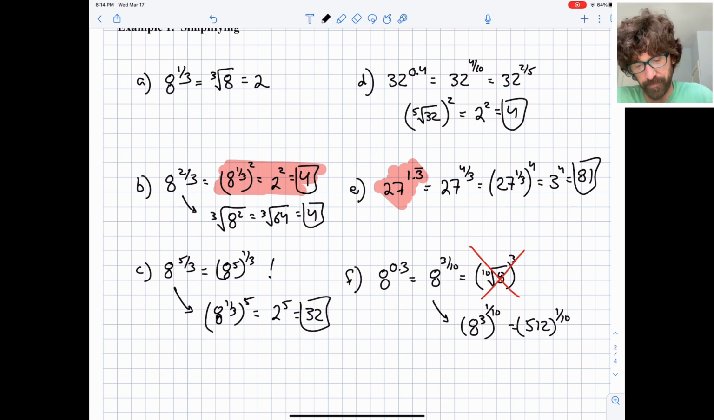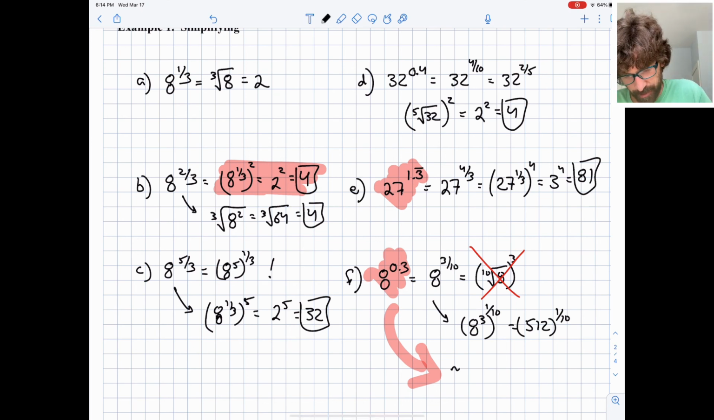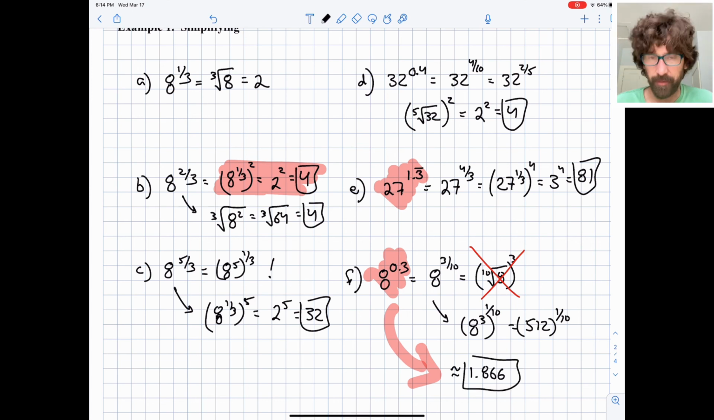So you know what I'm going to do? I'm just going to go straight to my calculator and type this in. 8 raised to the 0.3. And what do I get? I get approximately 1.866. We'll round to 3 decimal places there. And that would be our answer for that one.